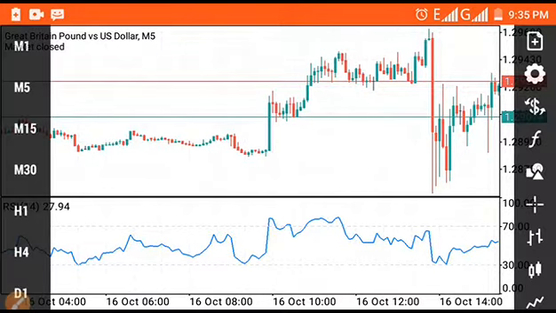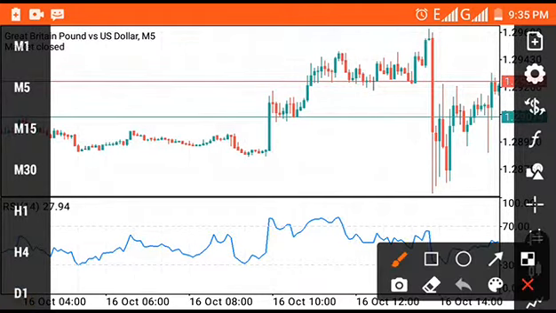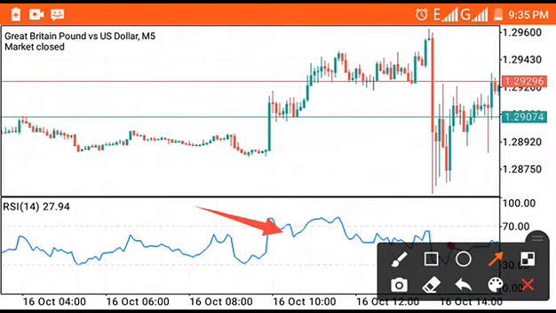Now, if you check closely here, let me point that out to you. This is the overbought territory we were talking about. This is the same overbought territory we were talking about.